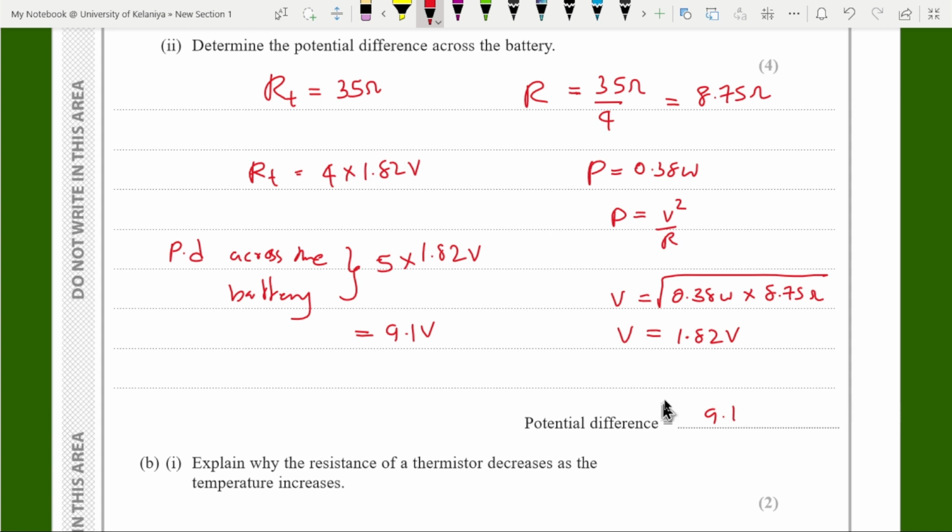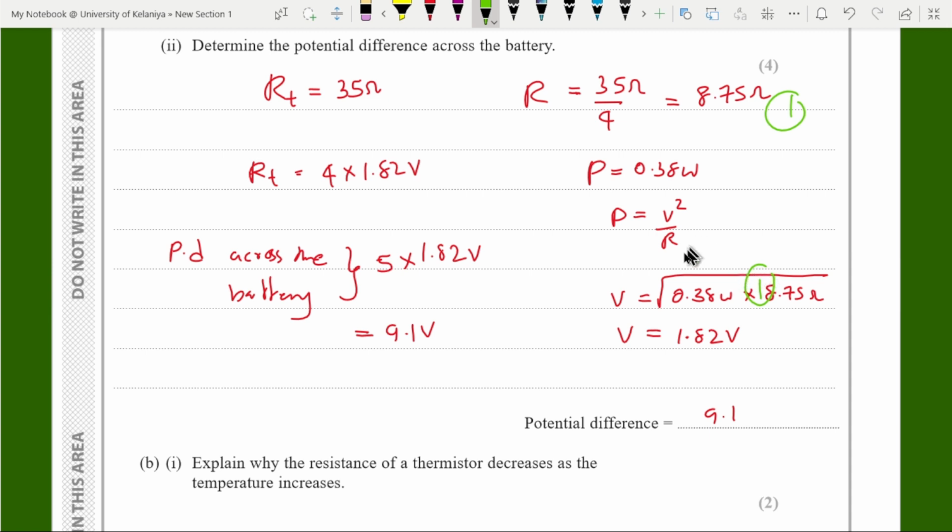For this one, they have given 4 marks, so you will get marks for dividing this one right over here. And you have to mention that 0.38 is the power, right? It is equal to V squared over R. For using this, one mark.